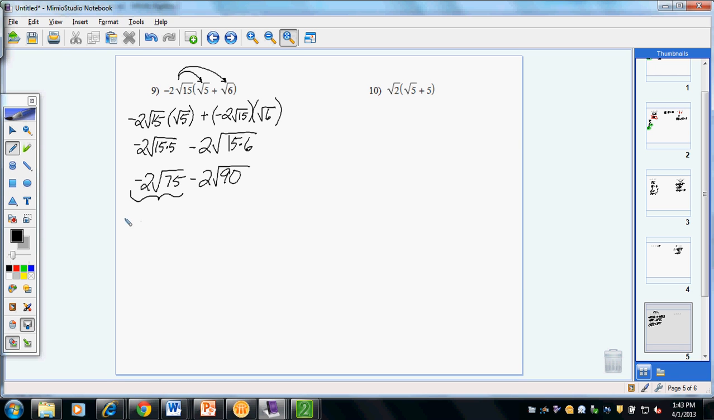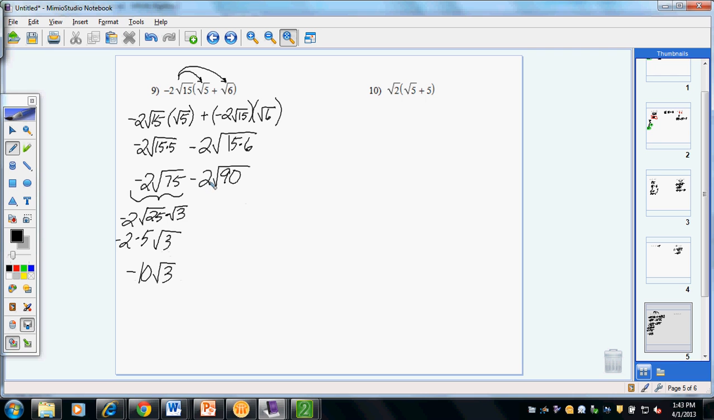So we have a negative 2, and this square root 75 right here can be broken down to the square root of 25 times the square root of 3. The square root of 25 is going to be 5, times negative 2 square root 3. So we get a negative 10 square root 3.